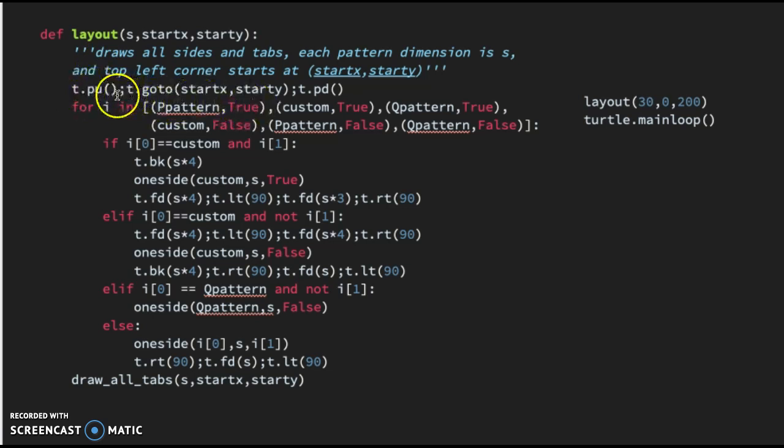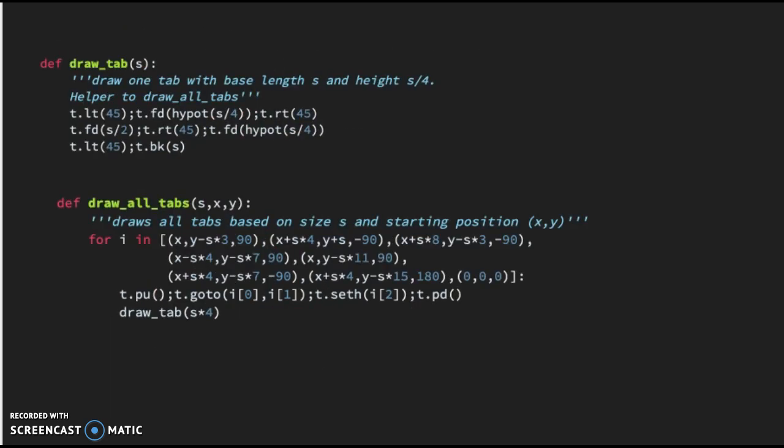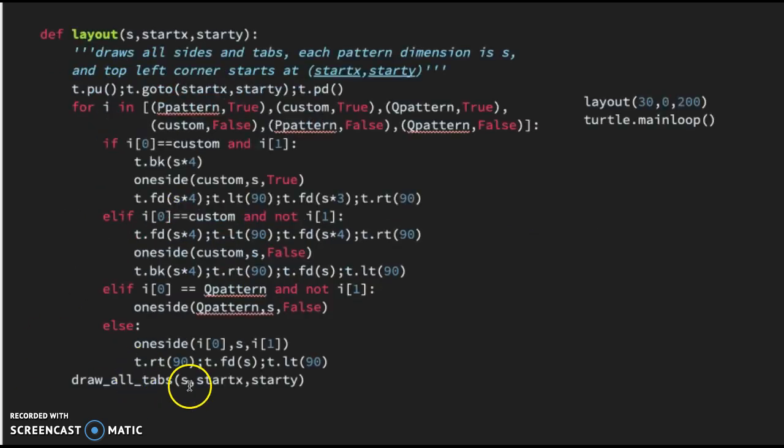and it's going to pick the pen up, go to the starting coordinates, and then put the pen down. And we see the starting coordinates over here. It takes X and Y right here. It delivers that to draw all tabs. So it goes through each pattern and each side right here, and delivers each one to one side, which will draw that.